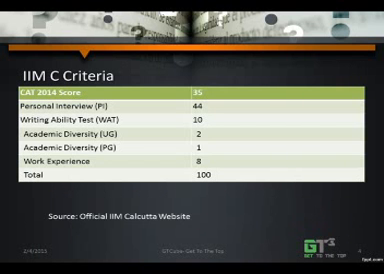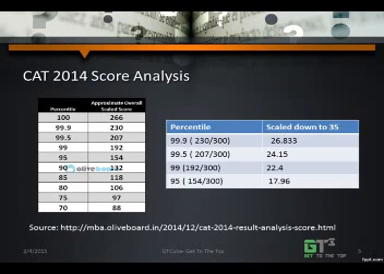I've taken this from the IIMC final admission criteria for this year. If you look at this, the CAT 2014 score has 35% weightage, the personal interview has 44% weightage, and the VAT has 10% weightage. I was talking about the diversity part, where you might lose this 2-1-1, and then work experience 8 points. I would just focus on the CAT score for now. People feel that having a low CAT percentile might affect their chance in a very bad manner.